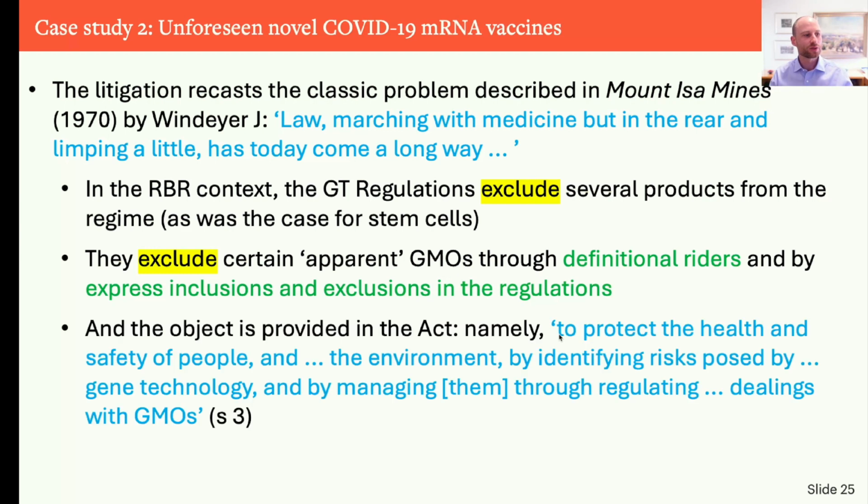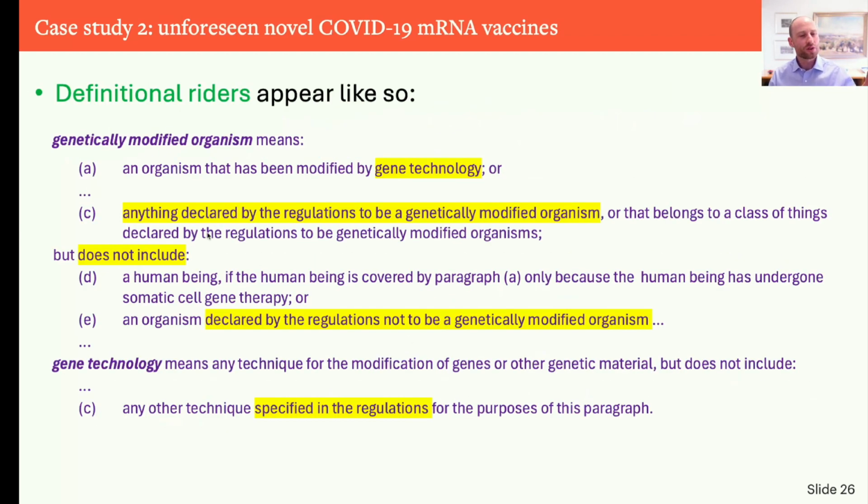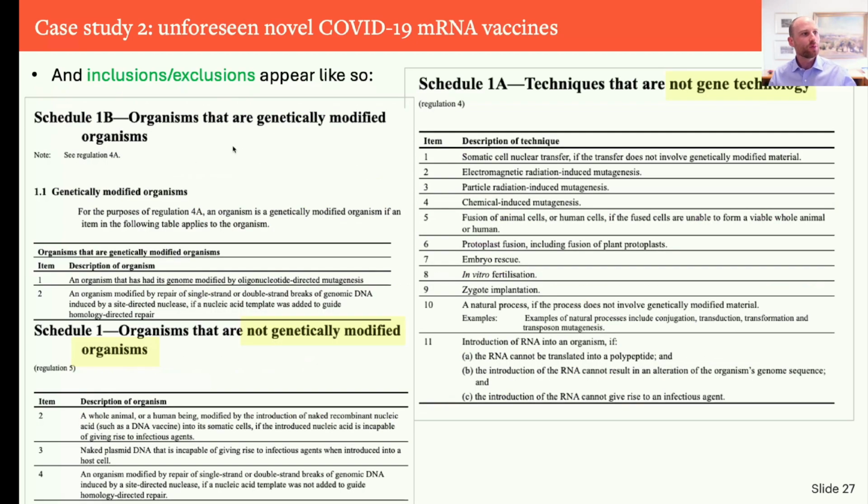The object of the Act is to protect the health and safety of people as well as the environment by identifying risks posed by gene technology and managing them through dealings with genetically modified organisms. So the definitional riders are like so. You can see that some of them say GMOs do not include, and they'll say an organism declared by the regulations not to be a GMO. And then when we look at the regulations, you can see Schedule 1 here, organisms that are not GMOs are written down. And then we have techniques that are not gene technology are also written down.